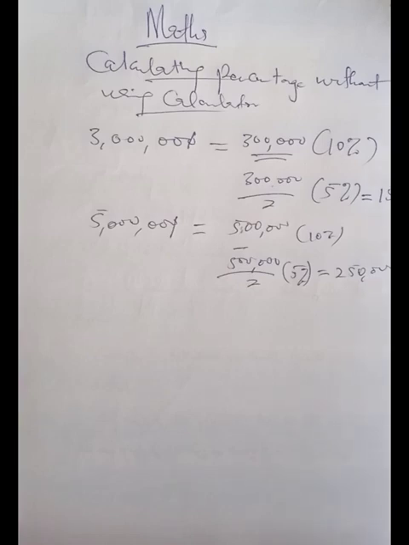Do you get it? If you understand this logic, give me the answer of 15% of 500,000 without using a calculator. Write your answer in the comment section.